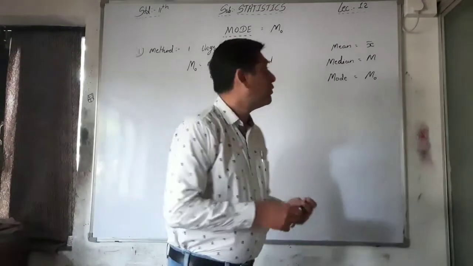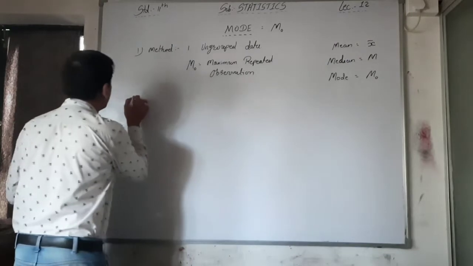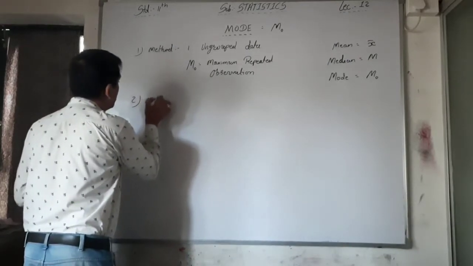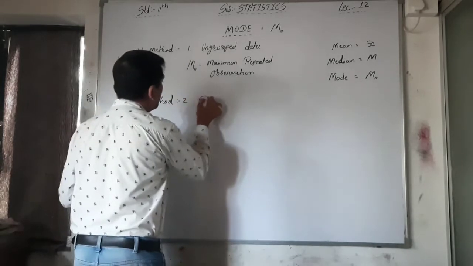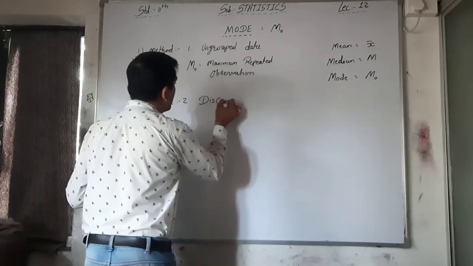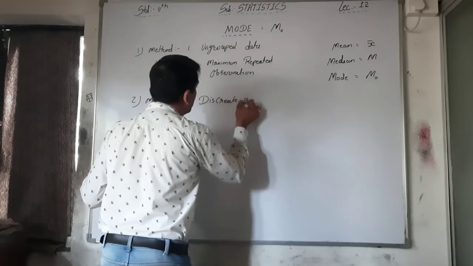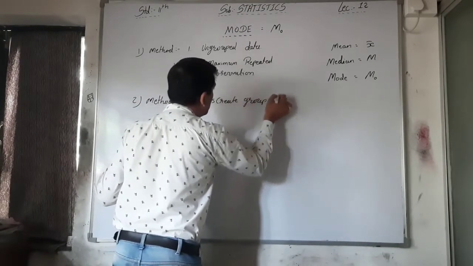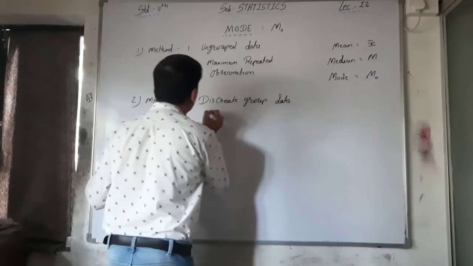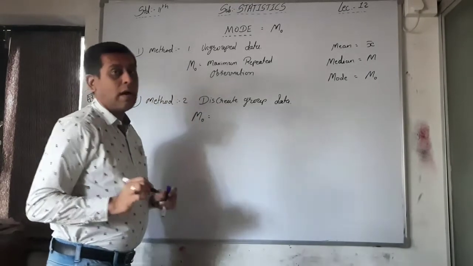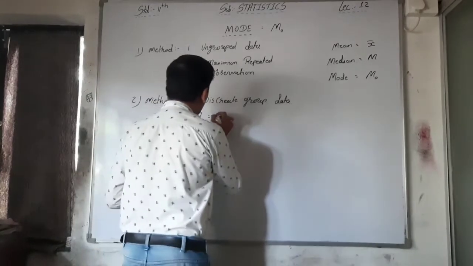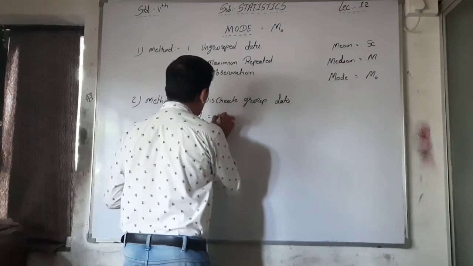And the second method, for discrete group data, MO is equal to the maximum frequency observation.